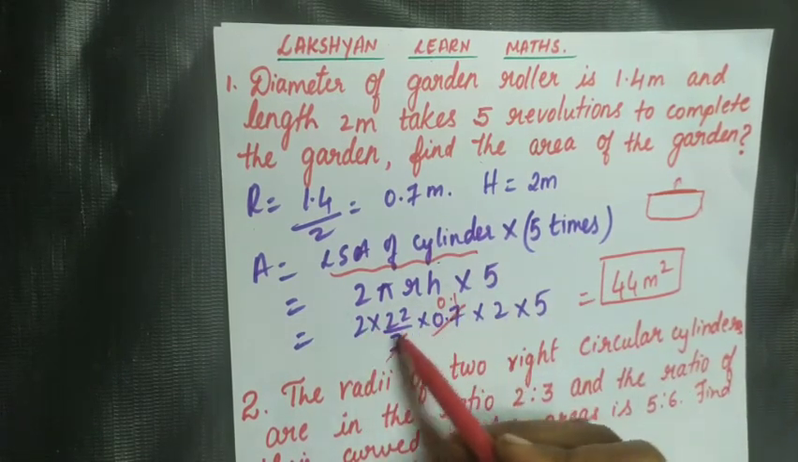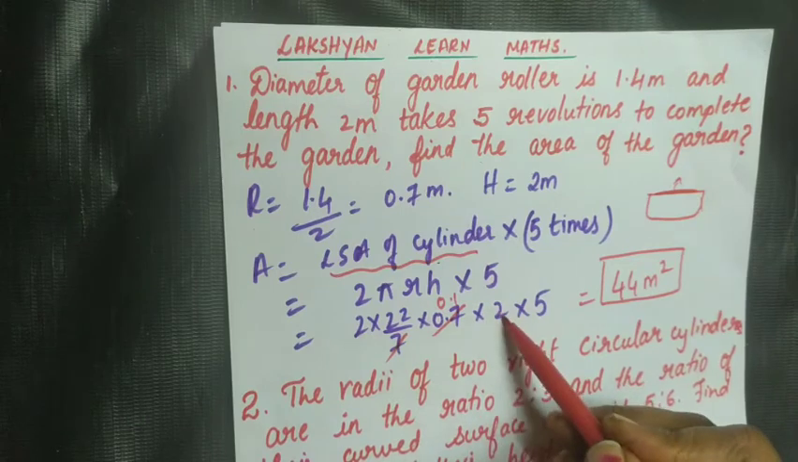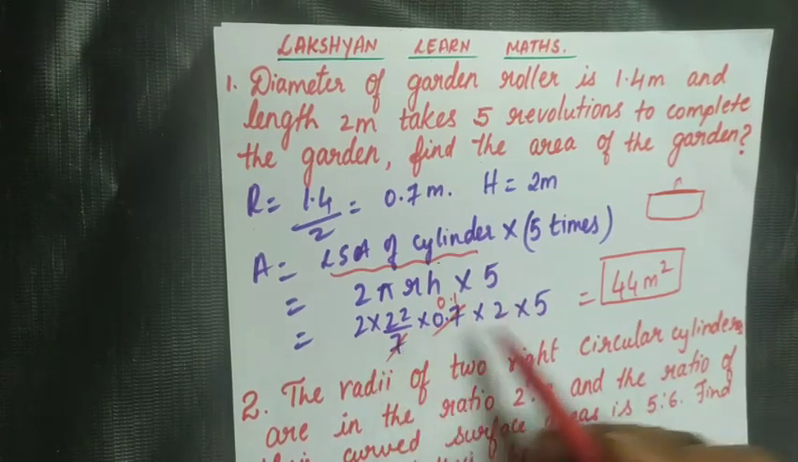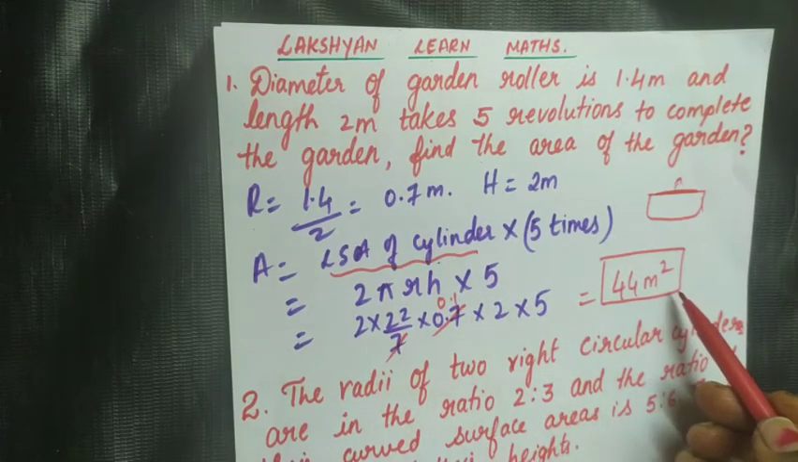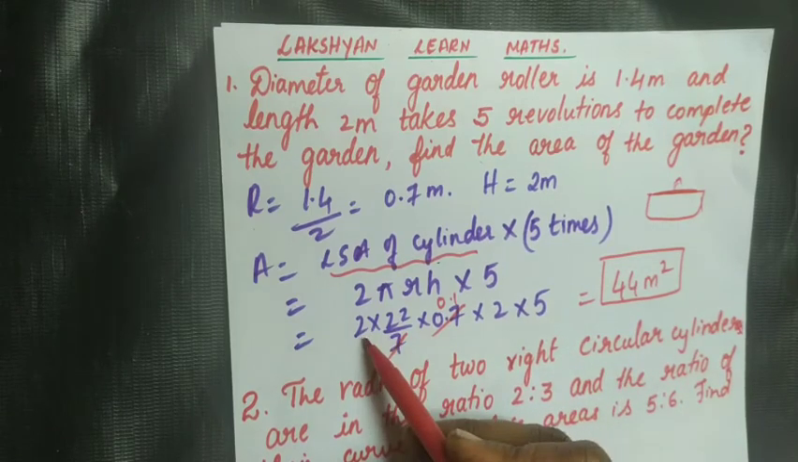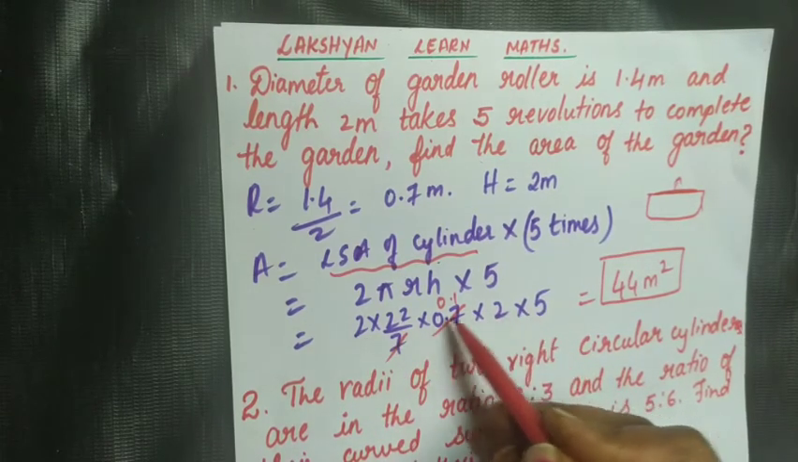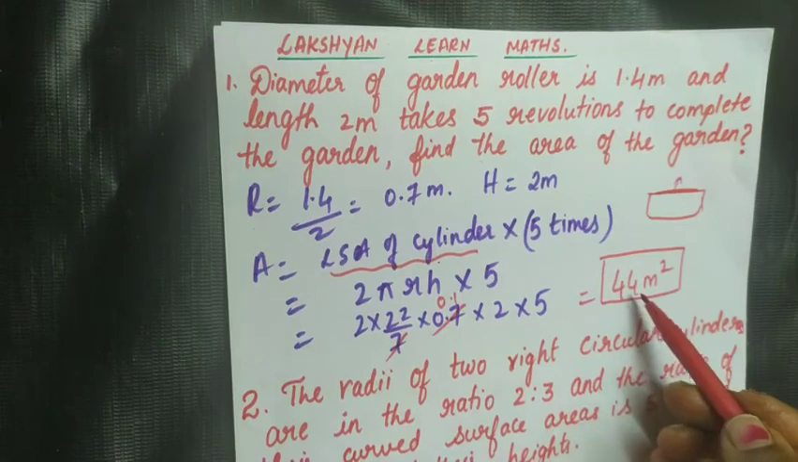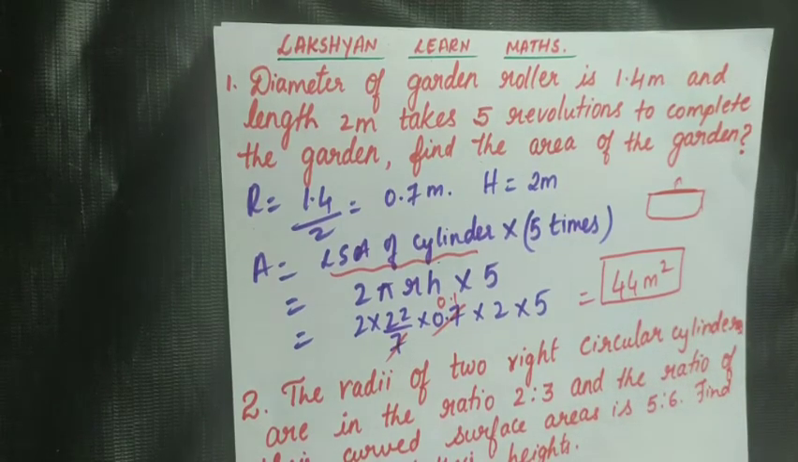So after simplification, 22 into 2 into 2 into 5. Multiply all these things, we get 44 meter square. Directly, 22 twos are 44 and 2 fives are 10 into 0.1. So everything gives 44 meter squares. Okay, so this is the answer.